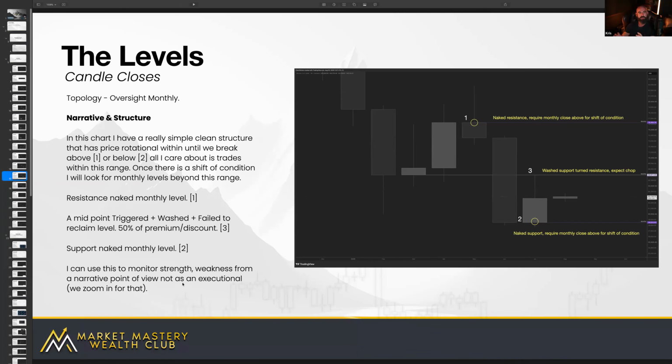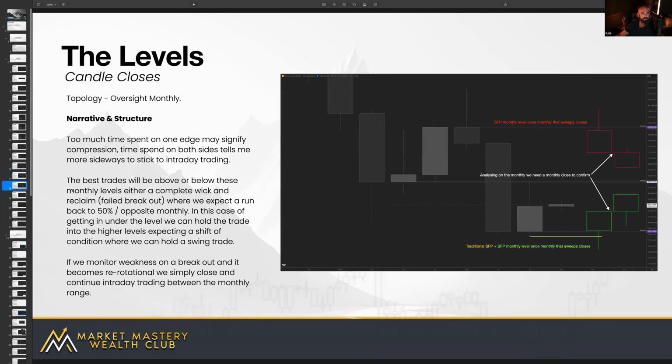Okay, I can use this to monitor strength, weakness from a narrative point of view, not as an executional. So I'm not executing off this chart, but what information on the monthly did I get from just chucking in 3 horizontal rays? I got everything I need to know. Anyone who's going, I think we're going to go from here tonight all the way down to 45K is just ridiculous. It's just nonsense. So too much time spent on one edge may signify compression, law 10 as we know that. Time spent on both sides tells me more sideways, to stick to intraday trading, okay?